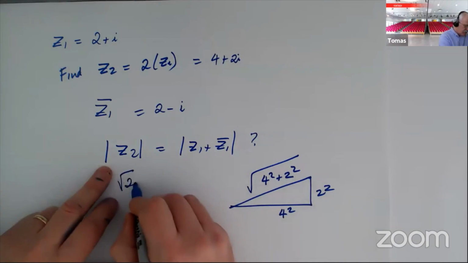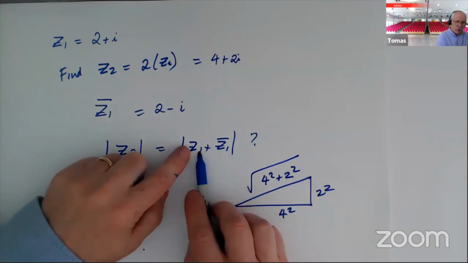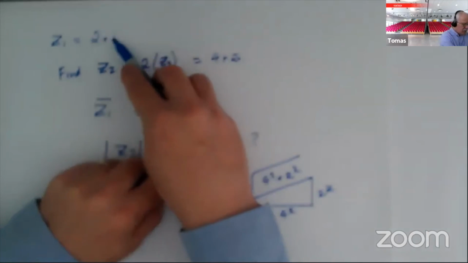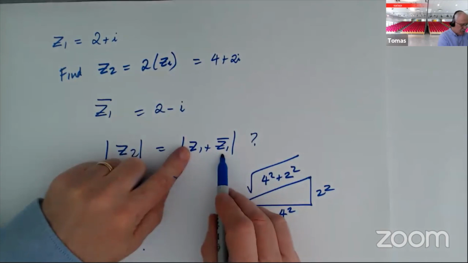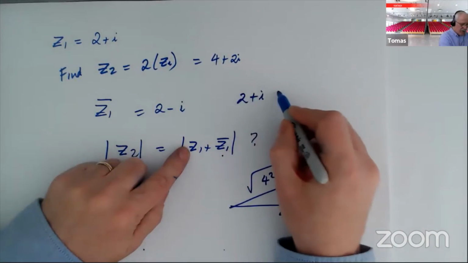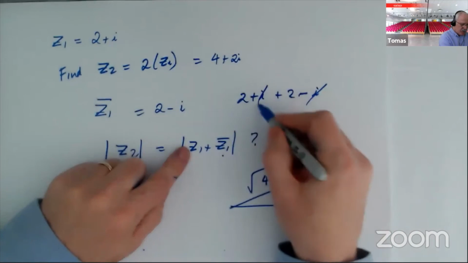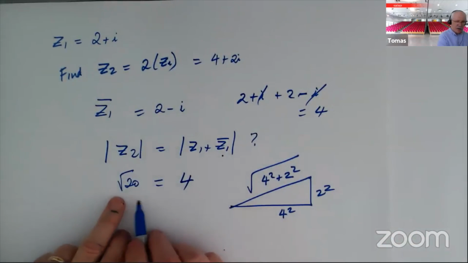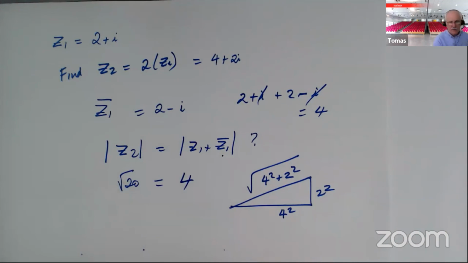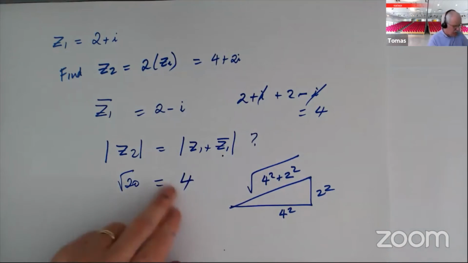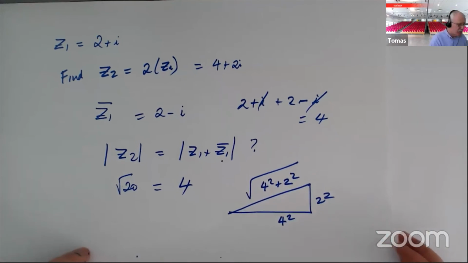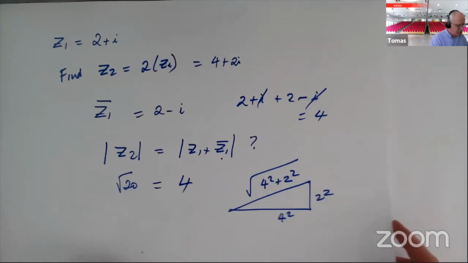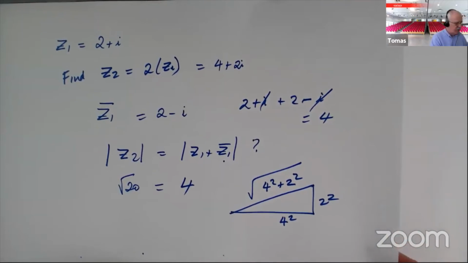So is the square root of 20 equal to Z1 plus Z1 bar? Well, Z1 is 2 plus I. Z1 bar is 2 minus I. Z1 plus Z1 bar would be 2 plus I plus 2 minus I, which is 4. Is the square root of 20 equal to 4? I don't think so. I think the square root of 16 is 4, so that's not right. So the answer was no. And that was it. That was 25 marks or whatever. And you do it in a minute or 2 or 3 and be sure of it in 5.